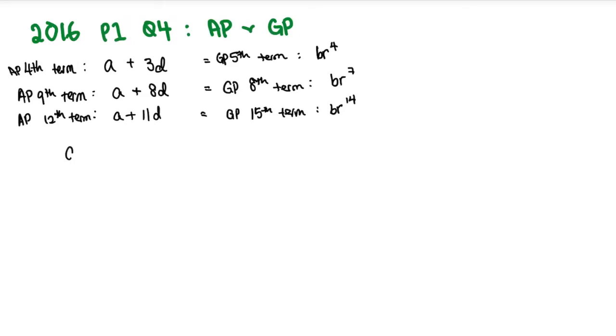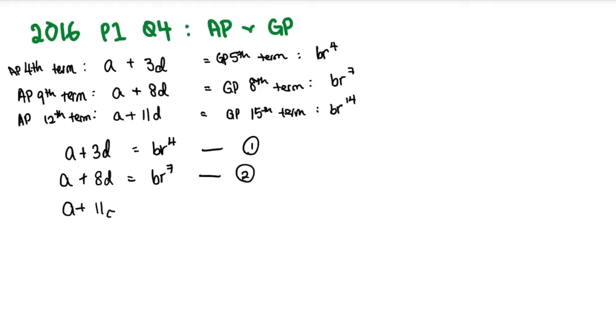So the first equation is A plus 3D equals BR to the power of 4. Second equation is A plus 8D equals BR to the power of 7. And last one is A plus 11D equals BR to the power of 14. So you've got 3 equations here. Let us go ahead and sub the equations into one another. Let's see how we can make it simpler.